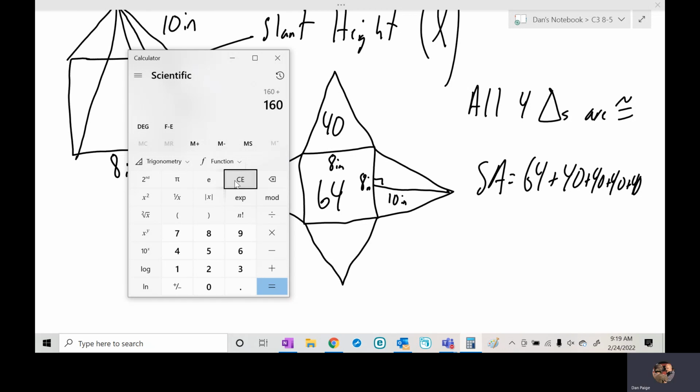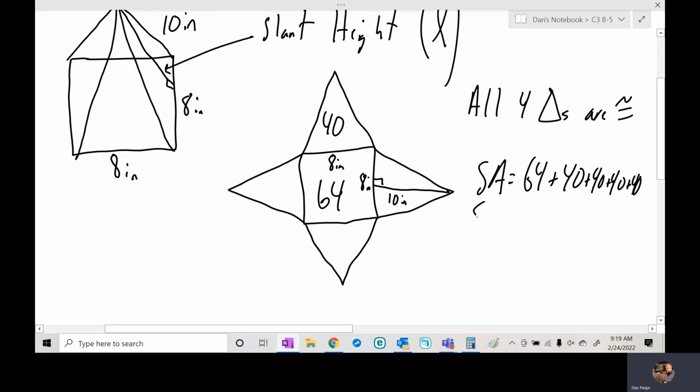And then we would add the 64. If that's confusing you, don't worry about it. Just do 40 plus 40 plus 40 plus 40 plus 64. You'll get the same answer. Surface area is 224 inches squared. See, this is a whole lot easier than the prisms and the cylinders. Let me have you guys try another one, and then we'll talk about the cones.